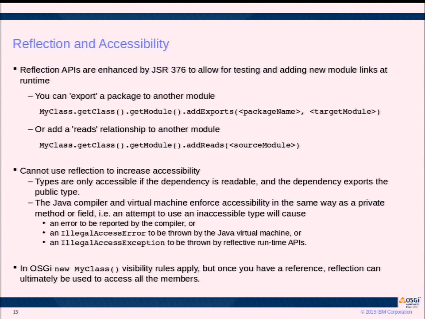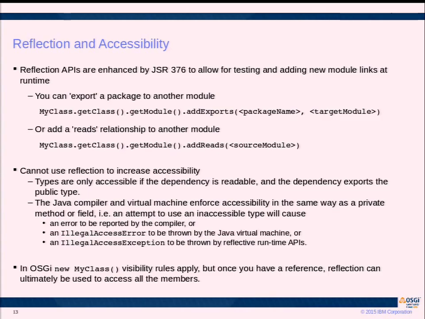But if you have the rights to do so, then you can add a read relationship to another module. So using code like this here, you can get a particular class, ask what its module is, and add a read relationship back to some other module. And then you can even add exports between modules as well using the reflection API. So if you have the rights to do so, you can bypass and augment a lot of the information which is stored in the module information and build a much richer set of dependencies than you can directly from the metainfo.